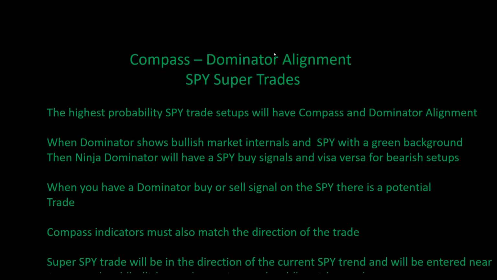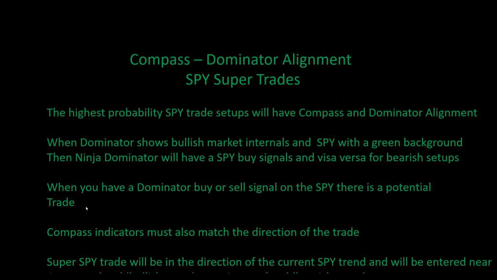Okay, so we look for the alignment of the compass and dominator system here. The highest probability SPY trades will have a compass and dominator alignment. So when the dominator system is giving us basically a multi-time frame trend, for example, bullish, and we have a buy signal, which means the market internals are very bullish, a lot more stocks going up than going down on volume and ticks, then that would be the setup that we're looking for.